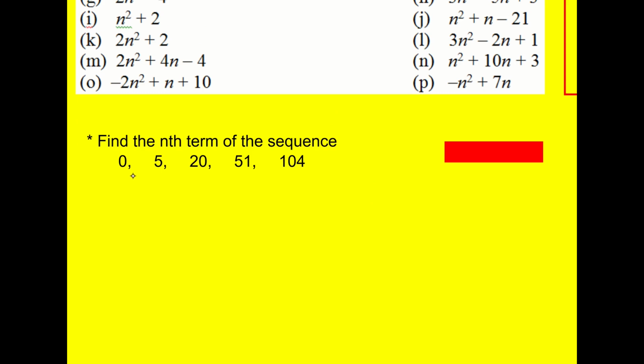So if we find the first difference, it's going to be 5, 15, 31, 53. Second difference, 10. Oh no, it's not going up by a constant amount. It's actually 16 and then 20, 22. Actually turns out in this case that the third difference is constant.